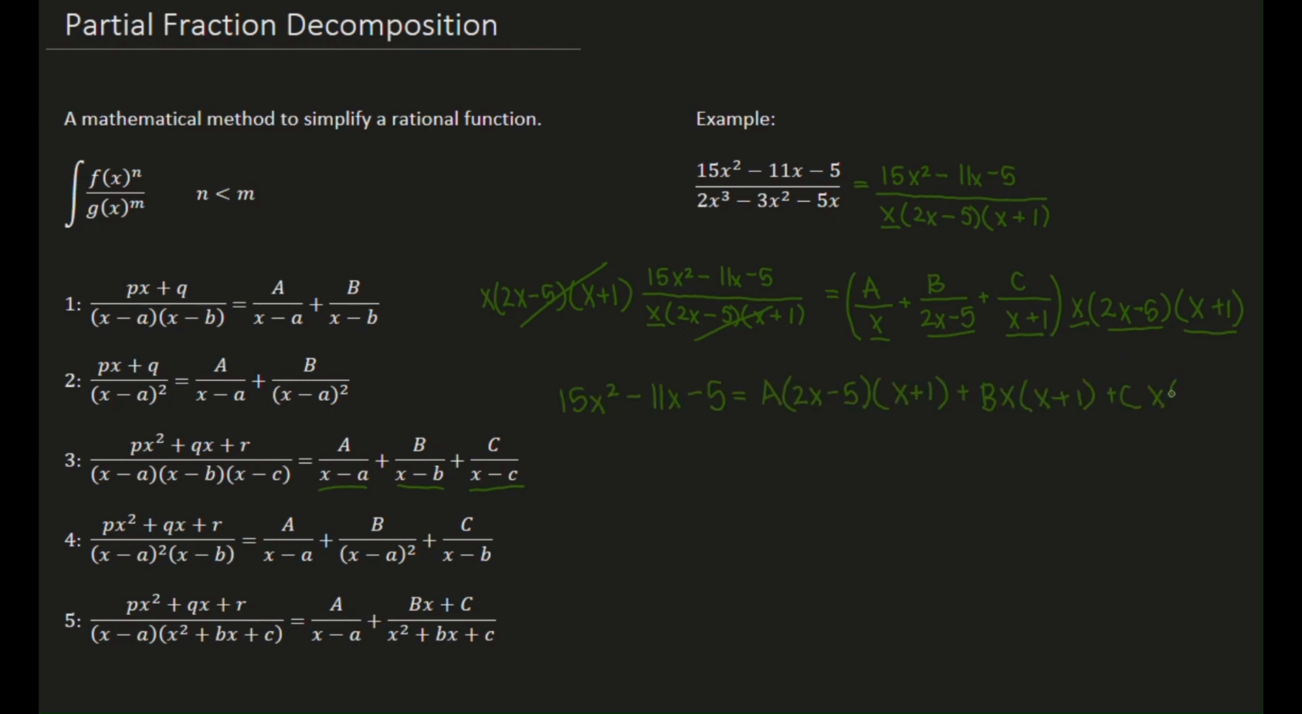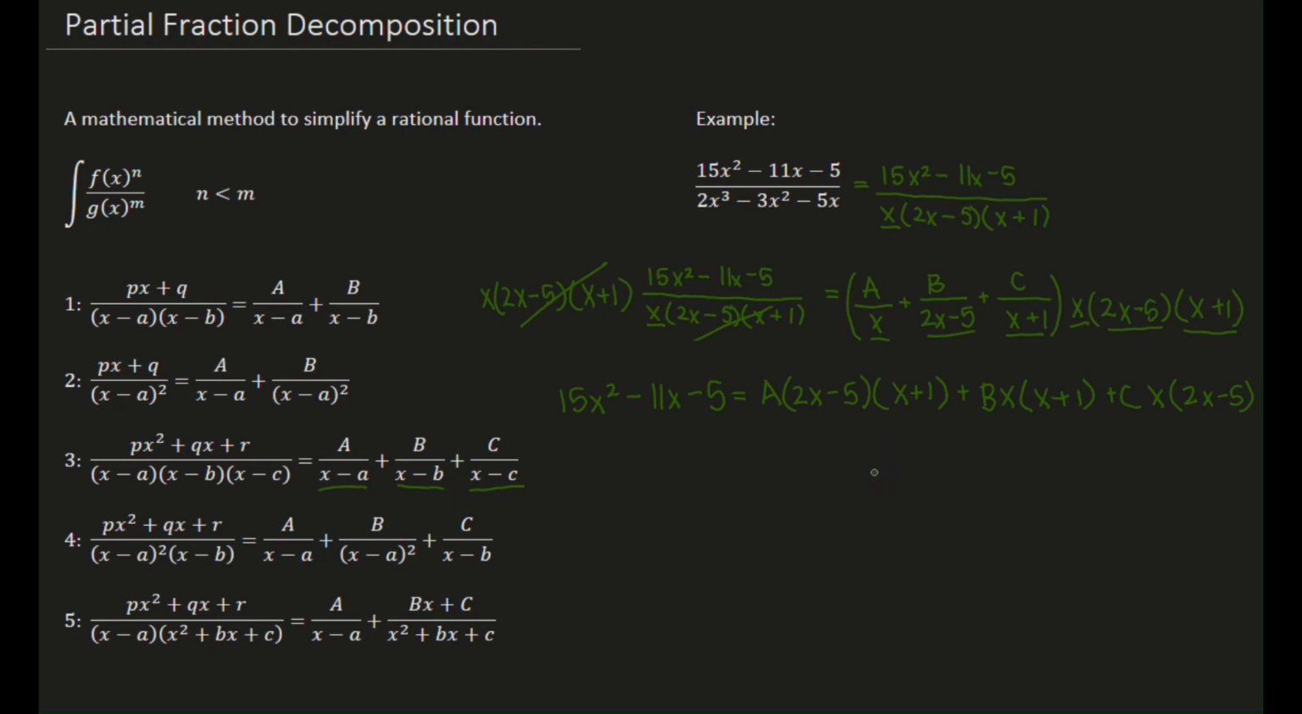And that gives me this final form of the equation, 15x squared minus 11x minus 5 equaling a times 2x minus 5 times x plus 1 plus bx times x plus 1 plus cx times 2x minus 5. Now you might be tempted to FOIL this out, but it is actually unnecessary and makes it harder to solve for a, b, and c.